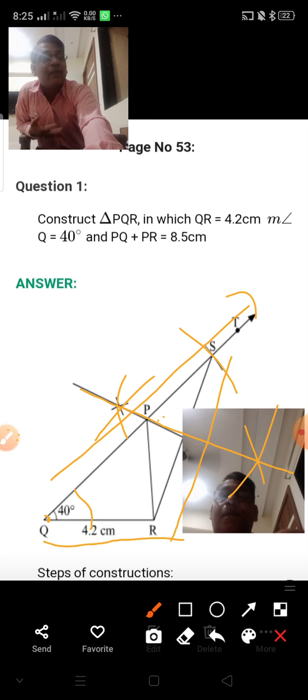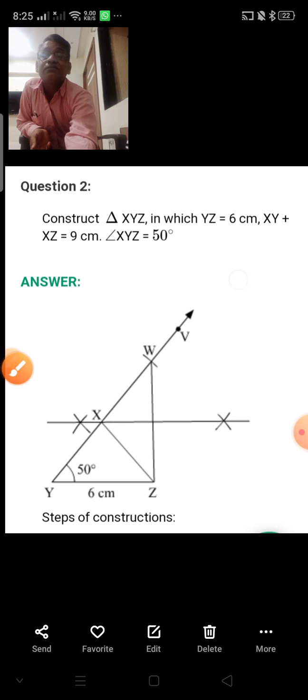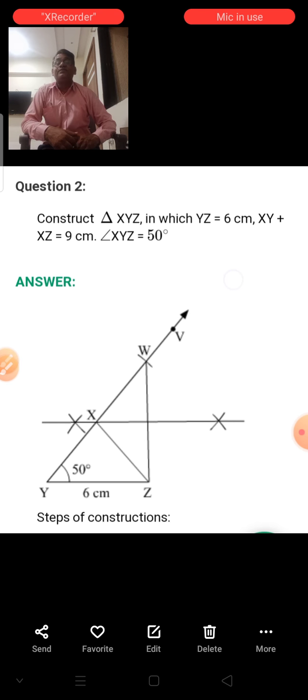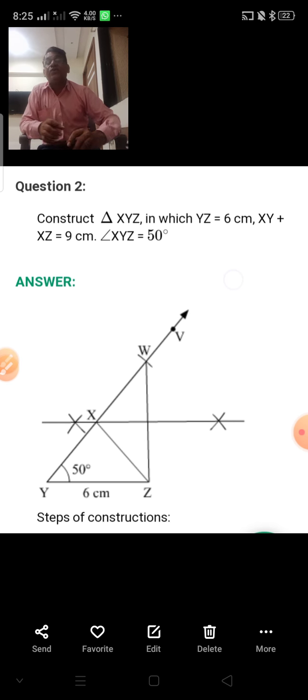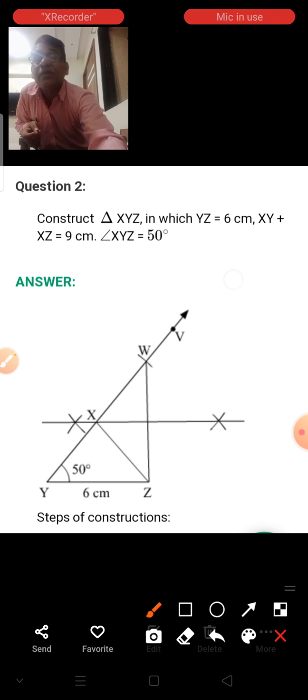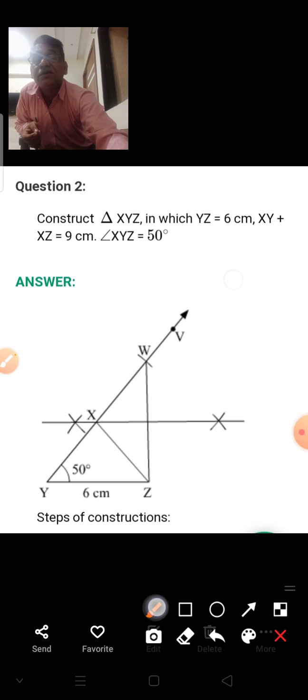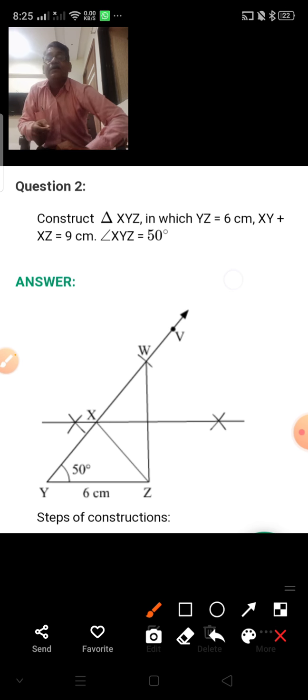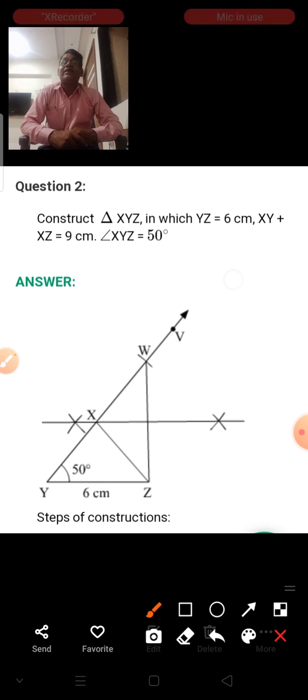See here now, next you have to come to question number 2. Now what is question number 2 here? Question number 2 is: construct triangle XYZ in which YZ is equal to 6 cm, XY plus XZ is equal to 9 cm, and the angle XYZ is 50 degree.